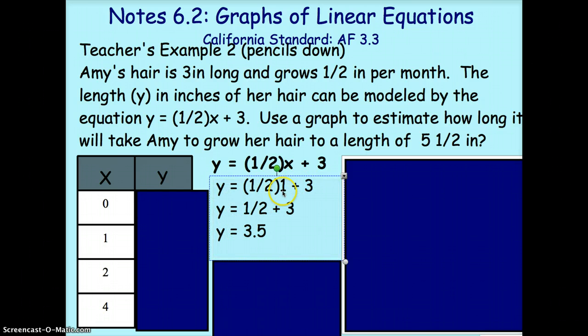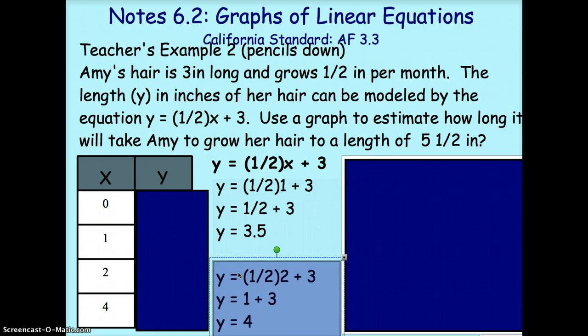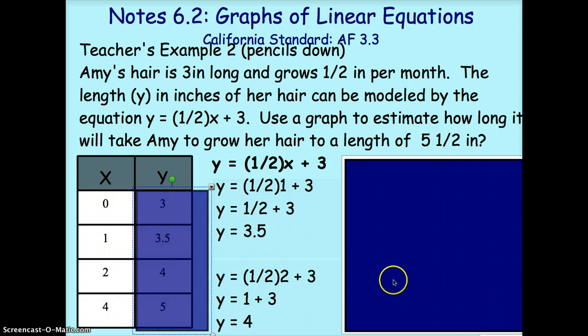For example, the number 1, I can plug that number in, multiply it by a half, and then add 3. Here, I'm plugging the number 2 in, multiplying by a half, adding 3. 0, of course, 0 plus 3 is simply 3. And 4, half of 4 is going to be 2, plus 3 is 5.